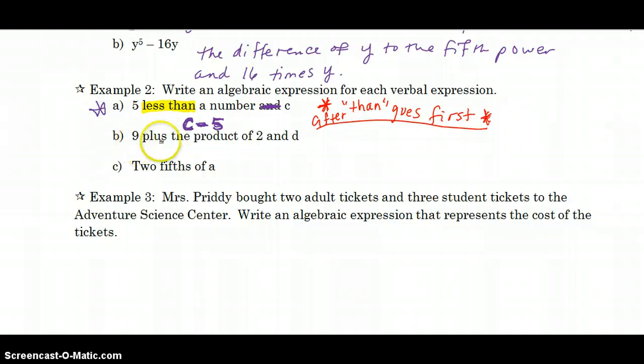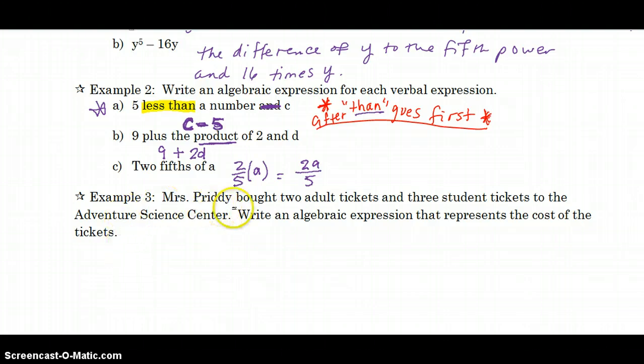Alright, 9 plus the product of 2 and d. So that's just straightforward. There's no word than. So we just say 9 plus product. Product means multiply, 2 and d. So I'm just going to write that 2d. This says 2/5 of a. I'm taking 2/5 of, which means multiplication, a. 2/5 of a. You can also write that 2a over 5. Those are the same thing. They're equal to each other.